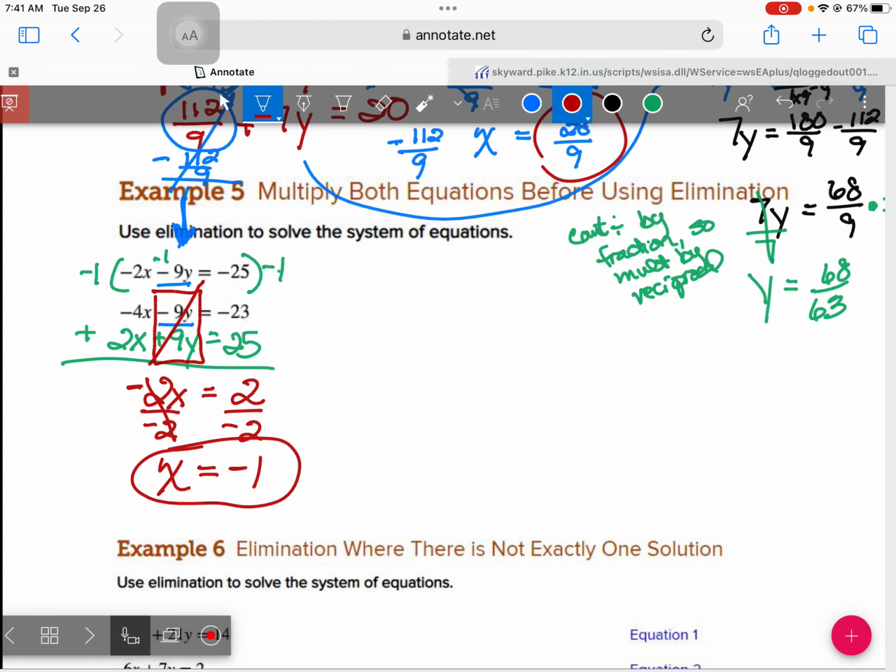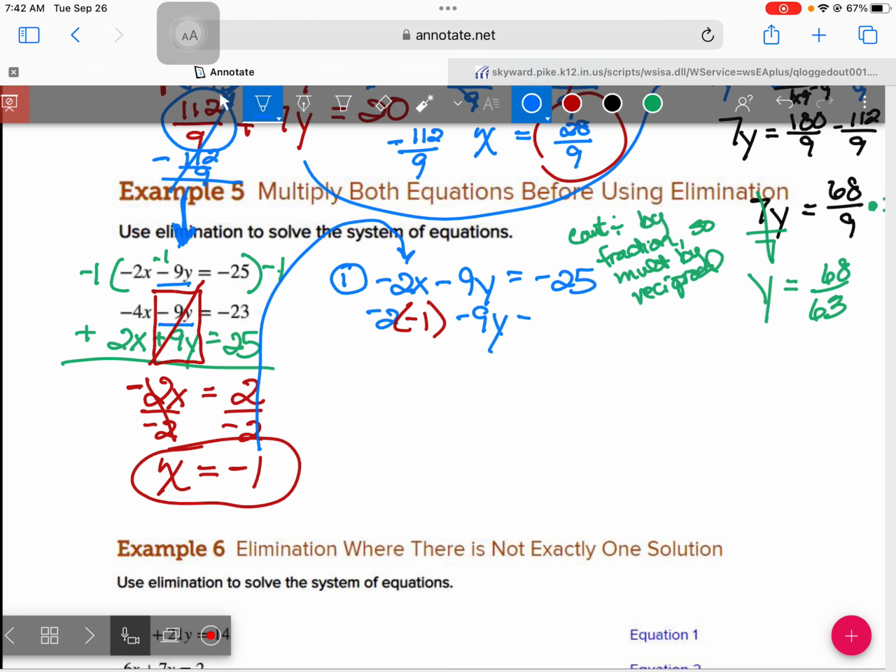There's your x coordinate. Now, substitute that into either one of the original equations. It really should be the original. Don't go with the new one that we did down here. So I'm just going to use the top one. So this is equation 1. Says negative 2 times x minus 9y equals negative 25. Substitute this x value in here. Negative 2 times negative 1 minus 9y equals negative 25. Negative 2 times negative 1 is a positive 2.